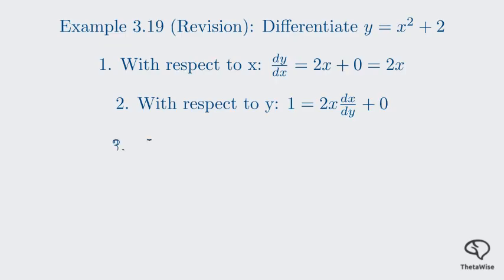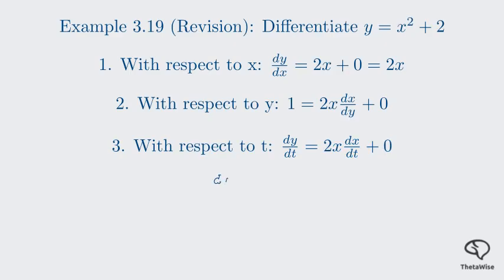Finally, with respect to time t, this is the case we'll use for related rates. Again, we differentiate each term with respect to t using the chain rule. The derivative of y is dy/dt. The derivative of x squared is 2x times dx/dt. The constant 2 still differentiates to 0. So we have dy/dt equals 2x dx/dt. See how the chain rule is crucial when the variable we're differentiating with respect to is different from the variables in the equation? Now let's tackle our main problem.